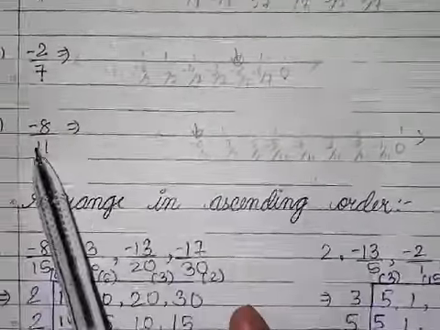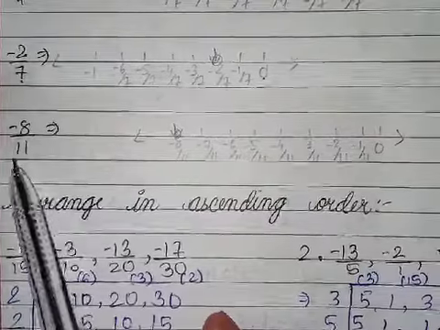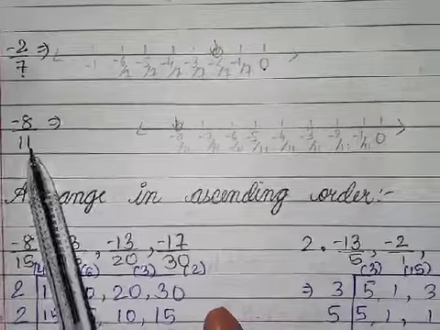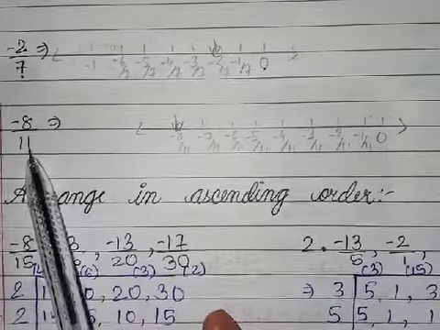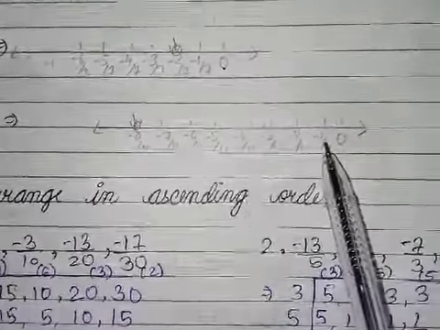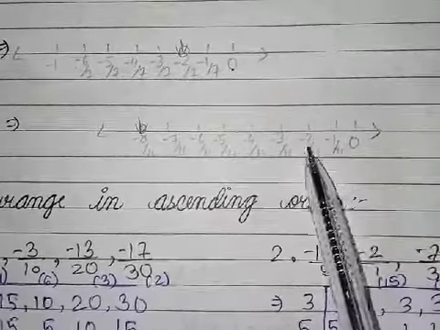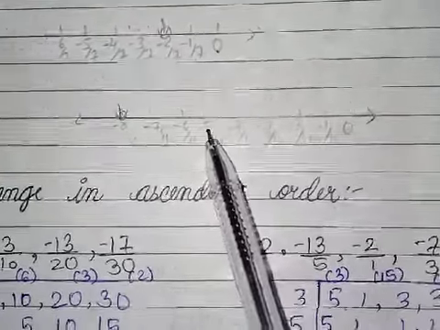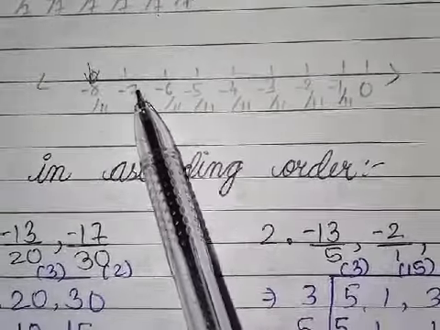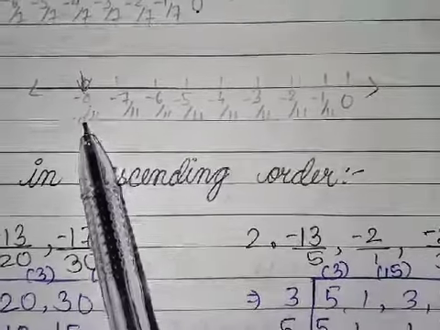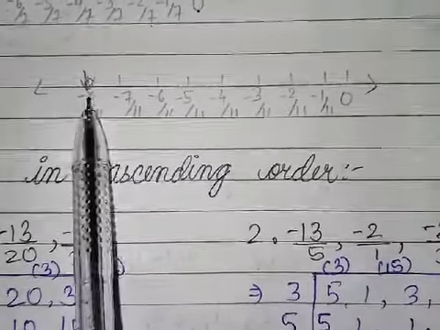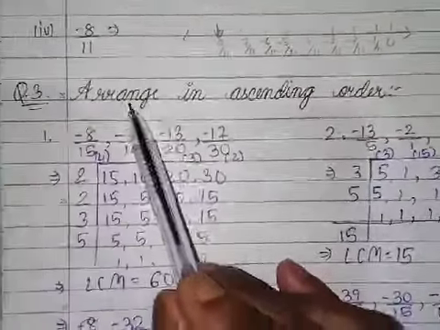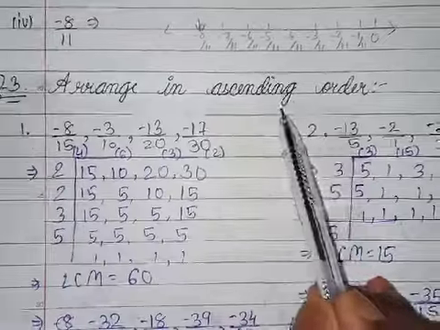Now next, fourth, minus 8 by 11. So 0 to minus 1 should be divided into 11 equal parts. So it is minus 1 by 11, minus 2 by 11, minus 3 by 11, minus 4 by 11, minus 5 by 11, minus 6 by 11, minus 7 by 11, minus 8 by 11. It is your minus 8 by 11. Is it clear? Okay.